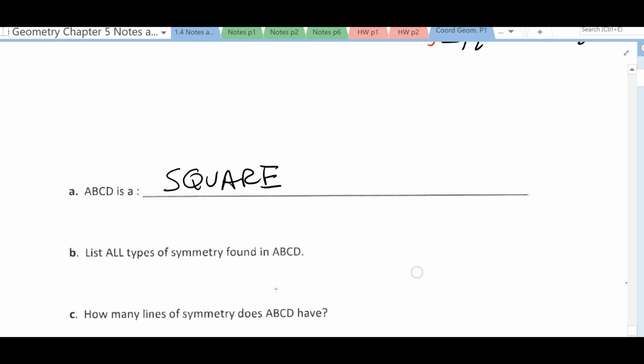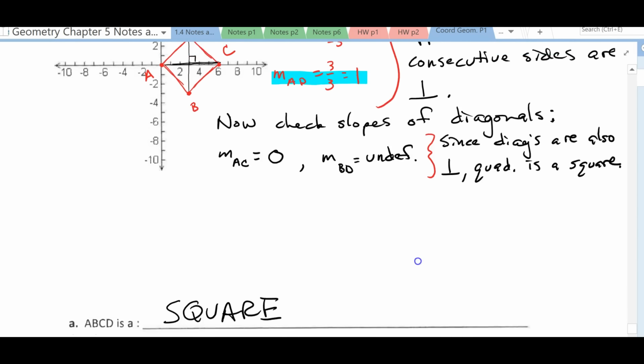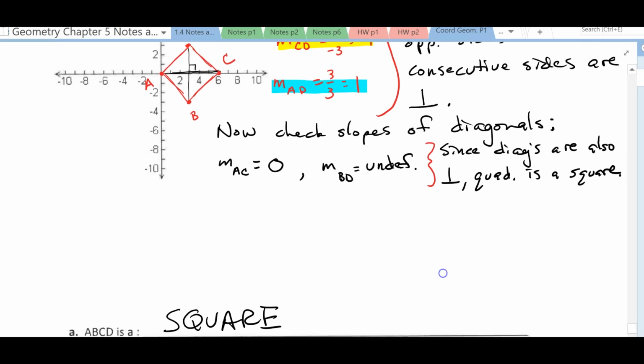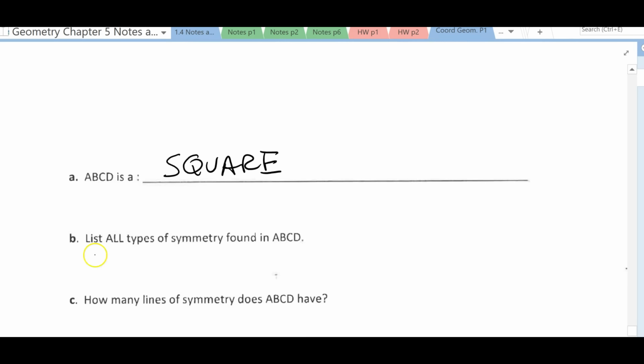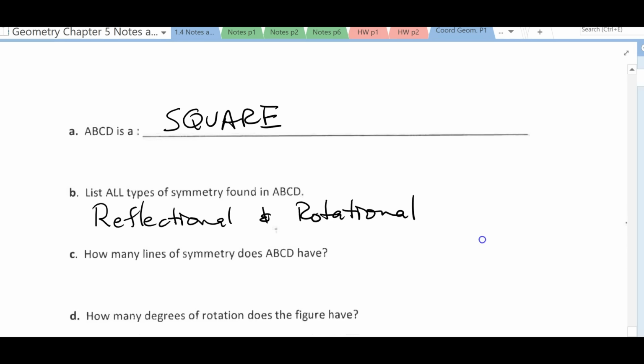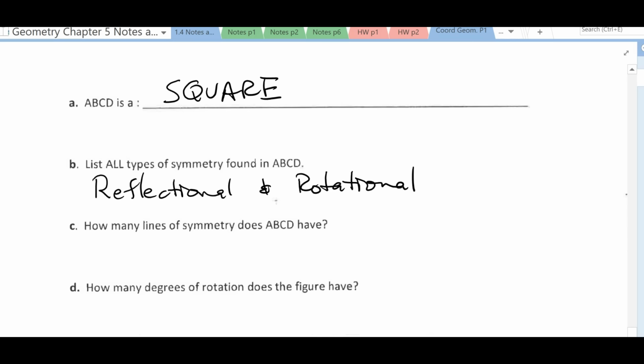And just some stuff to start getting us ready for the final exam, reviewing types of symmetry. So if we look at this, we can see it's got reflectional symmetry. We've got a bunch of lines of symmetry. And it also has rotational symmetry. So reflectional and rotational. All right, and if you have any trouble with this, feel free to go back and watch those videos or check your old notes or get some help from me or the other teacher in class or your teacher.